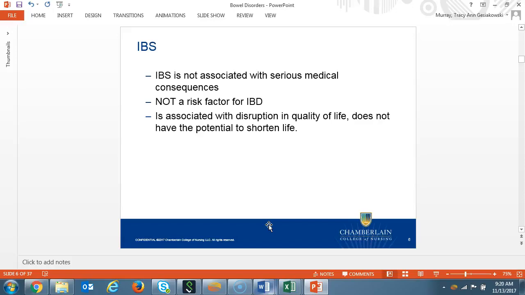Overall, the prognosis for irritable bowel syndrome is excellent, and patients suffering from IBS should be reassured that it will not lead to other serious diseases. The major problem with IBS is not that it causes death, but that it changes the quality of life for people who suffer from it.